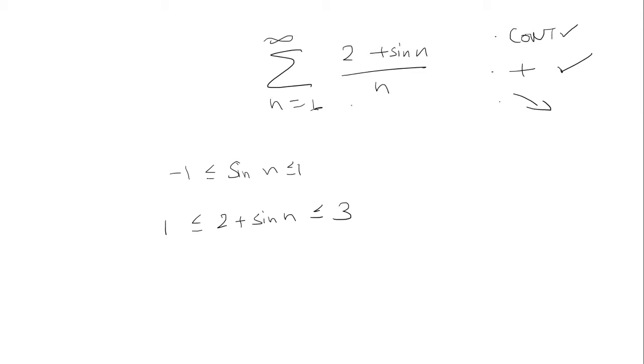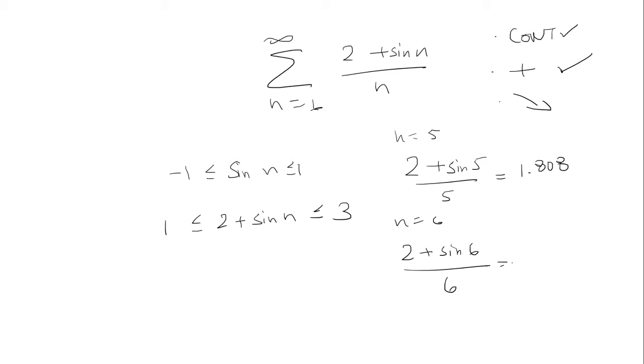And the last one is, is it decreasing? So here we can come up with an example to show that it is not decreasing. Now if we let n equals 5, we have 2 plus sine of 5 over 5, which is about 1.808. And for n equals 6, plug in n equals 6 to get 2 plus sine of 6 over 6, and that's about 1.953.